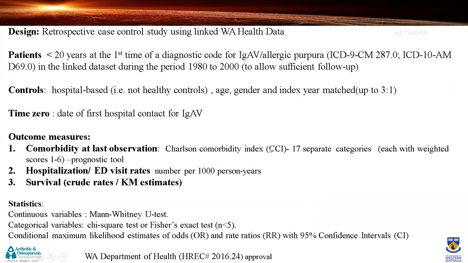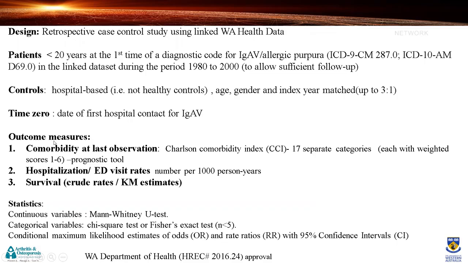We designed this as a retrospective case control study where we included patients when they had a diagnosis of IgA vasculitis based on ICD codes at the age under 20 years in the period 1980 to 2000. We used hospital-based controls, so not necessarily a healthy control group, matched for age, gender, and index year.